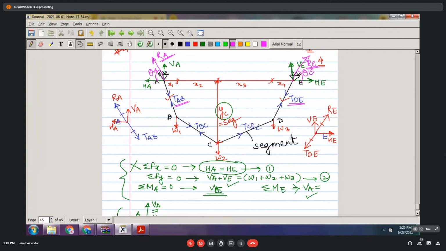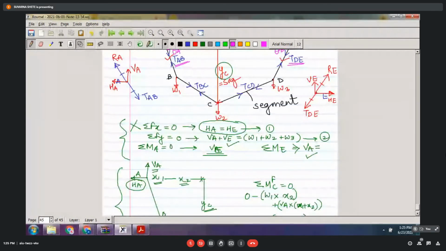Yes, ma'am. Whatever theta A is over here, the same will be theta A over here. Whatever theta E is over here, the same will be this angle theta E. बरोबर का? Yes. Afterwards, what will I do?